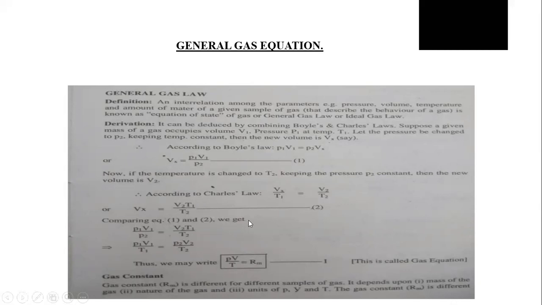By comparing both the equations, we get P1 V1 over P2 equal to V2 T1 over T2. If we simplify the above equation, we get the new equation P1 V1 over T1 equal to P2 V2 over T2. This equation is for two states. If we want to write it generally, it becomes PV over T is equals to Rm.